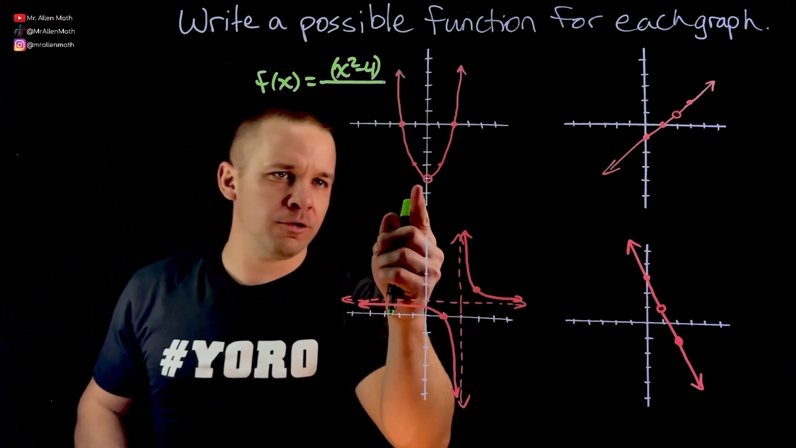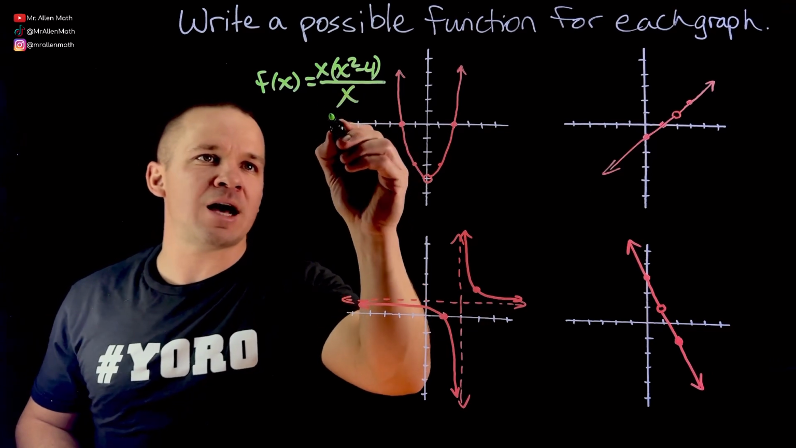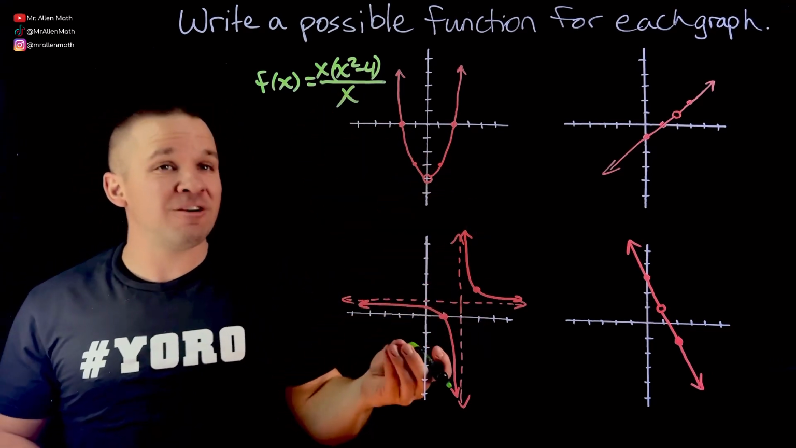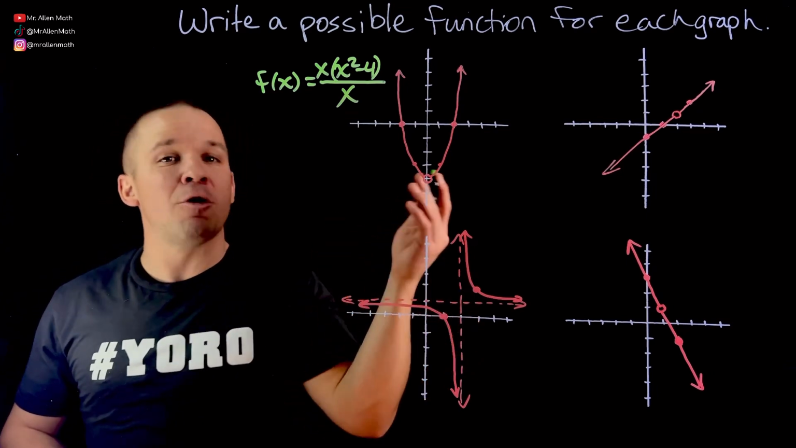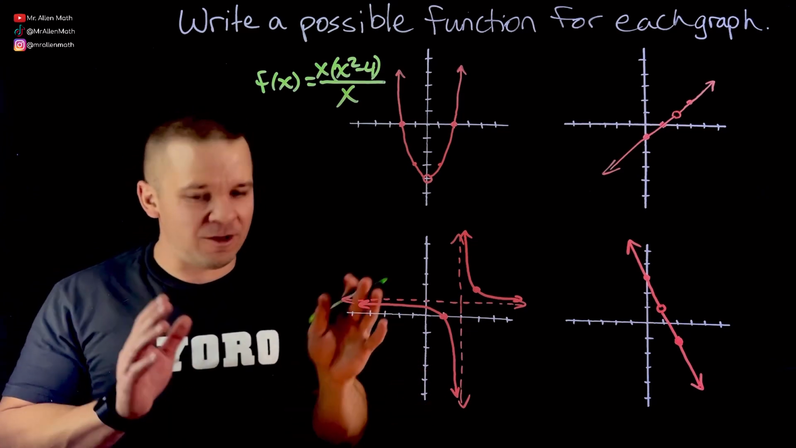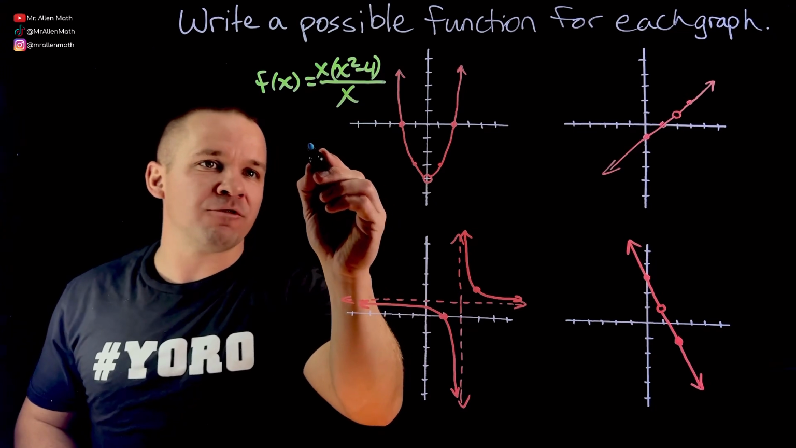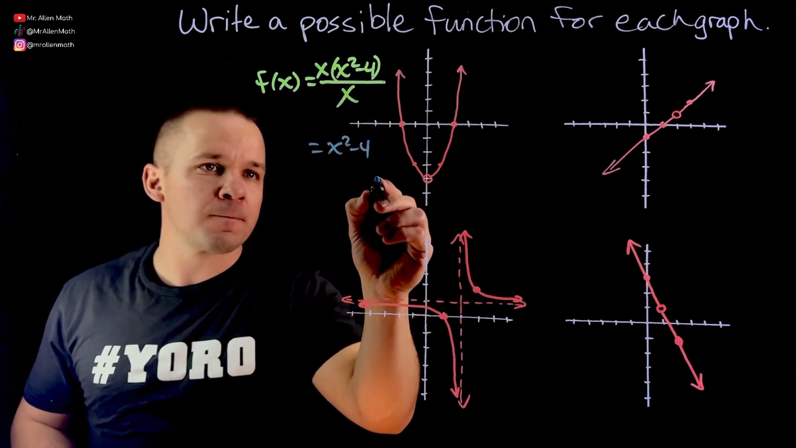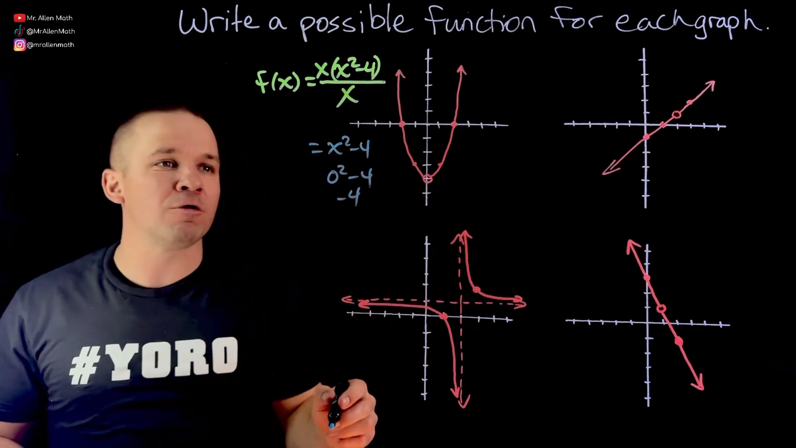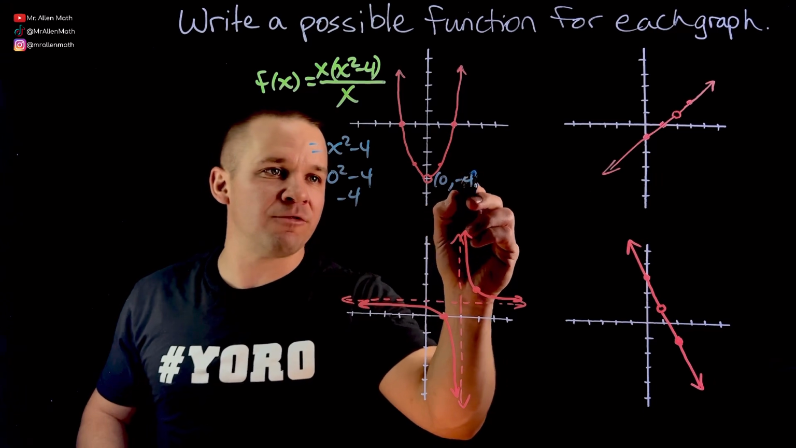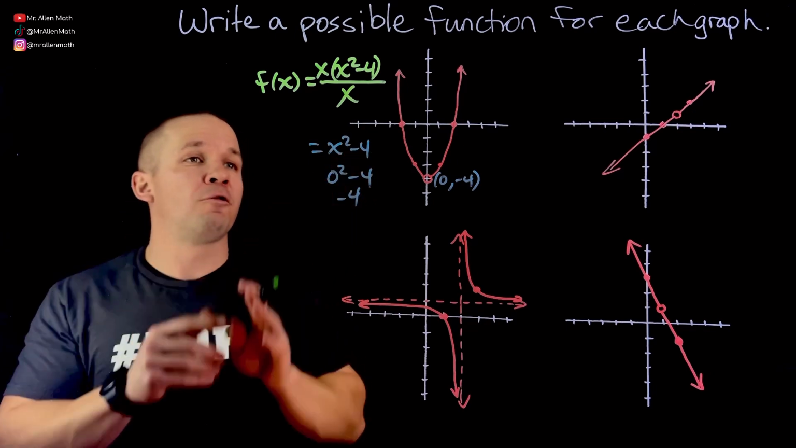But I have this hole when x equals 0. So if I threw an x in the numerator and denominator, which would cancel, that would give me a hole at x equals 0. And if I plugged 0 back into its simplified form, let's say this is my final answer here, but if I were to cancel those out, I'd be left with x squared minus 4. And if I plug 0 in, 0 squared minus 4 equals -4. I'd get that ordered pair of (0, -4). So there we go, guys. That is a possible function for this particular graph.